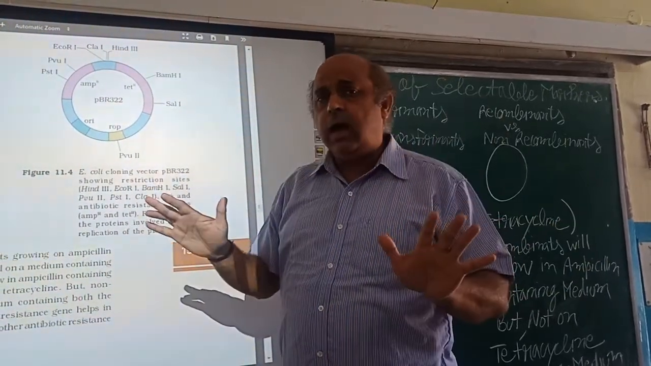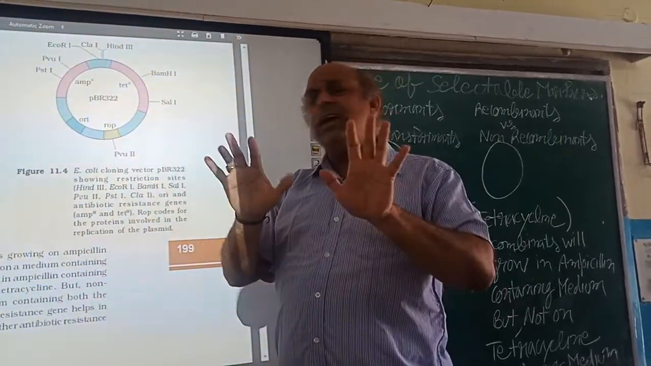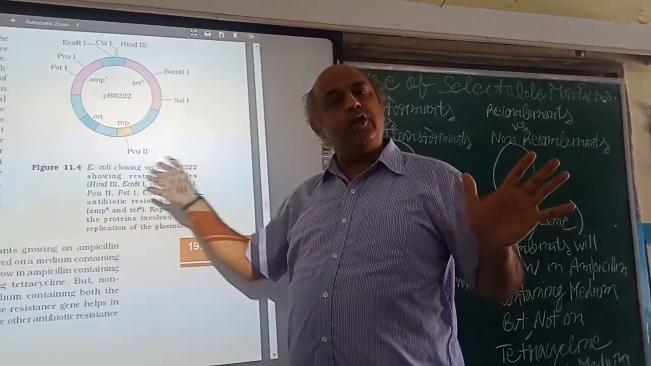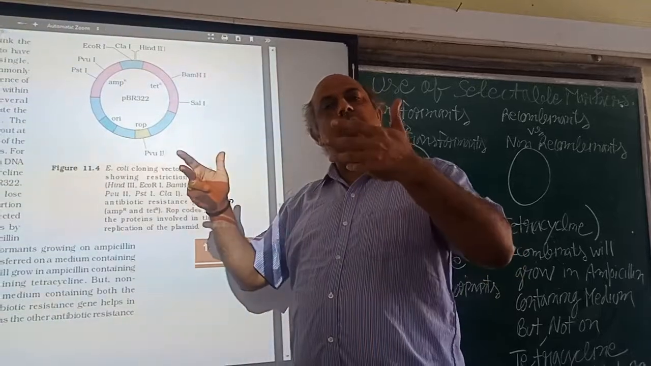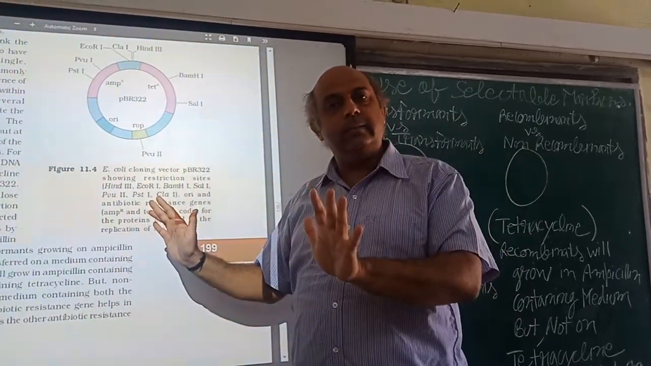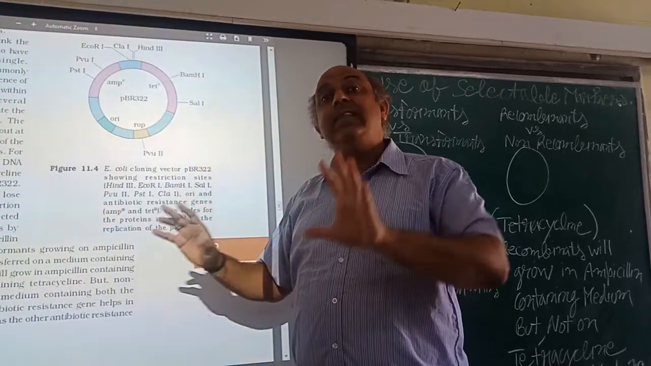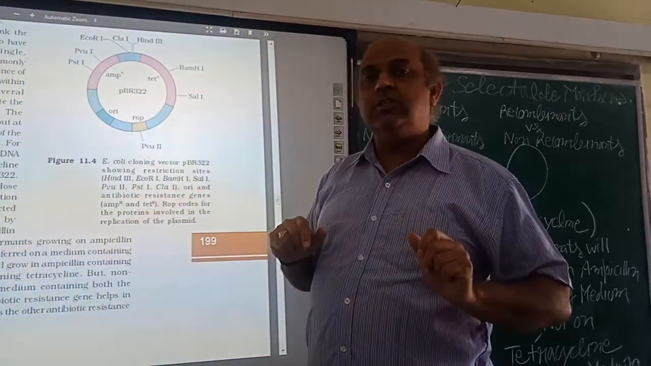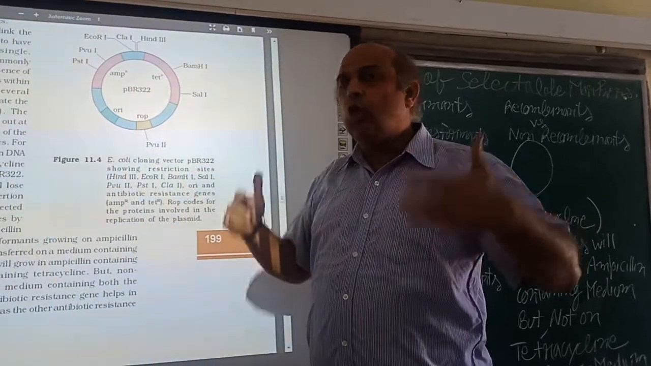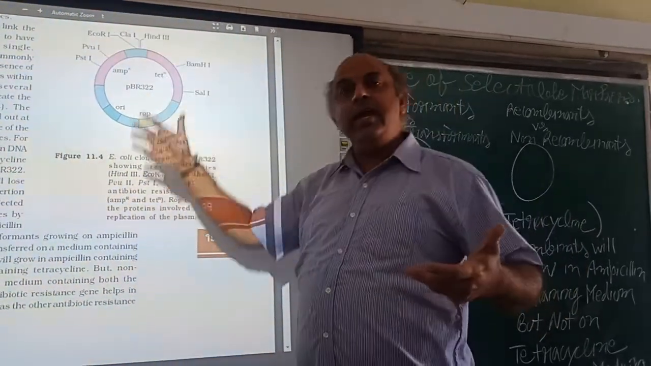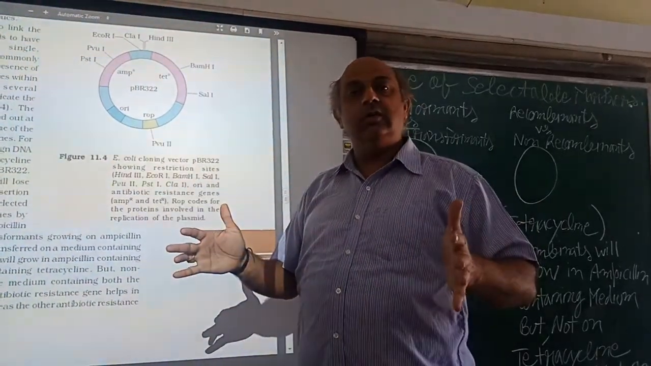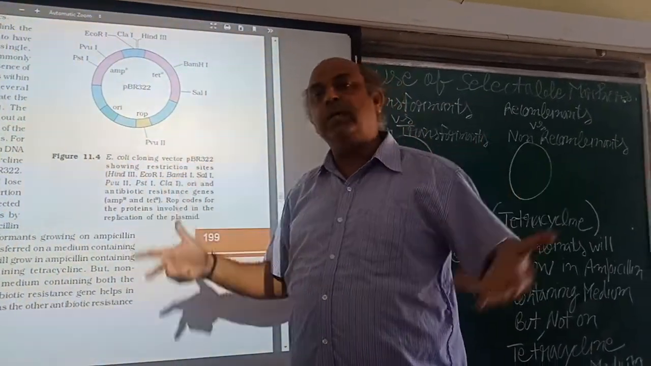There will be some bacteria that do not take either of the plasmids, neither pBR322 nor our recombinant plasmid, the recombinant DNA. And the third type of bacteria will be the one in which we are interested. In those bacteria, our recombinant DNA will be there. Now, how to differentiate these types of bacteria?